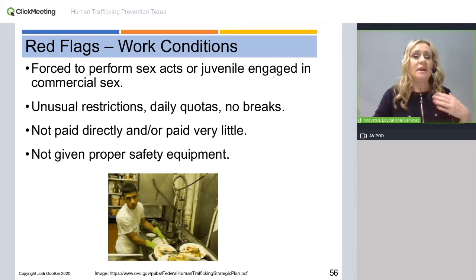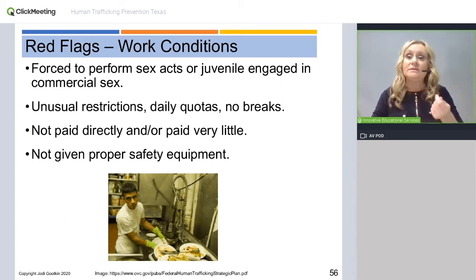Individuals who say that they can't leave their job, they're not allowed to change it. They have very little money that they're being paid, or maybe the money doesn't even cross their hands, would be red flags.